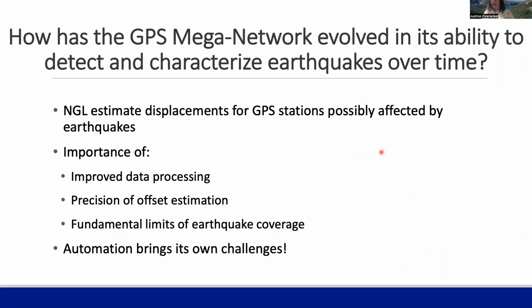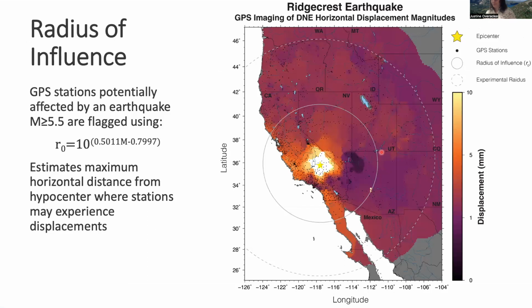So here I ask, how has the GPS mega network evolved in its ability to detect and characterize earthquakes over time? And this means answering questions about how the GPS mega network automatically decides which stations are affected by an earthquake and how it estimates the size of the coseismic displacement for an individual time series. And again, there's more work here than I have time to talk about, but I will focus on recent improvements to displacement estimation strategies before looking at other results.